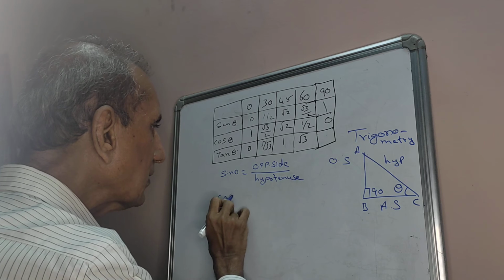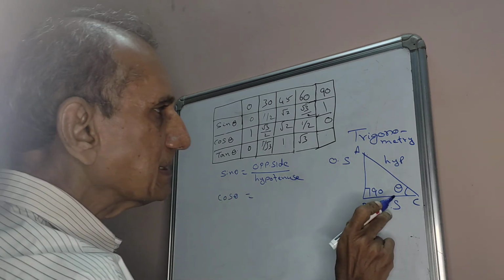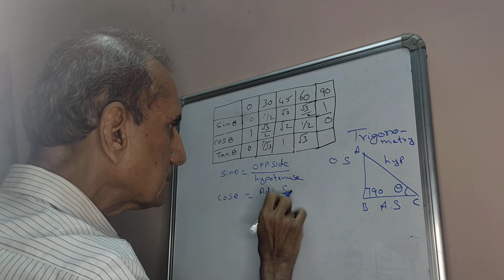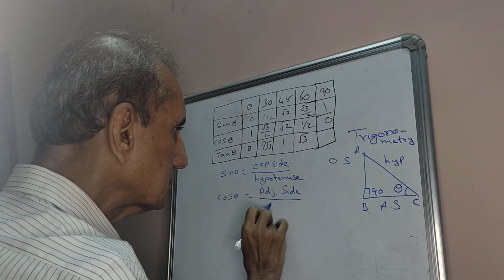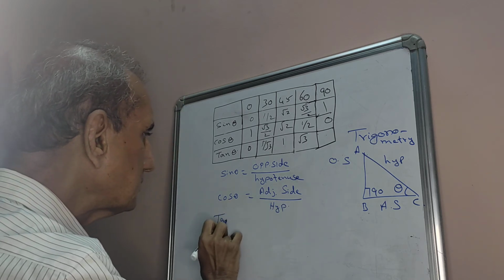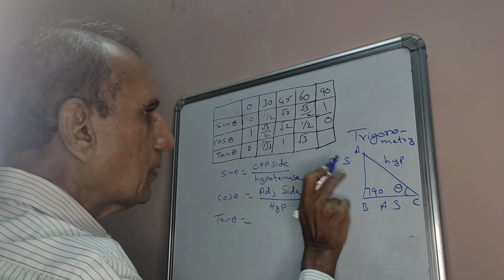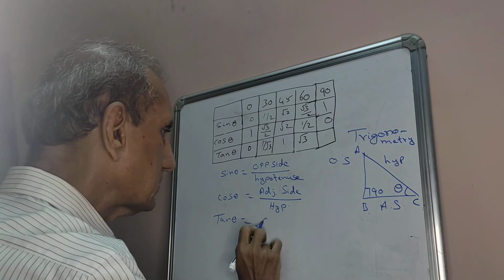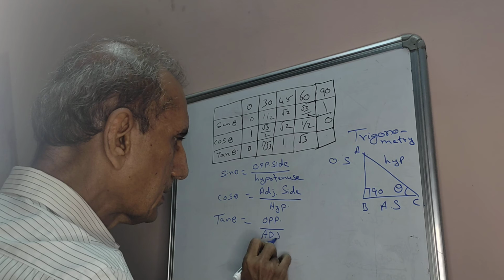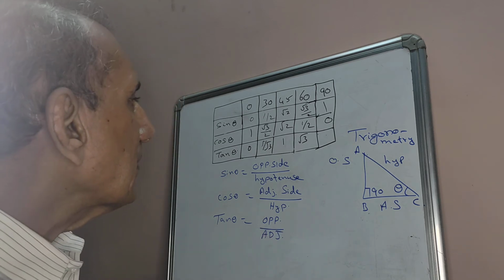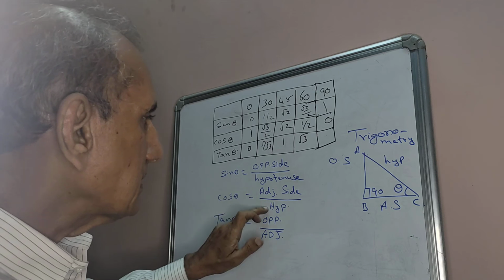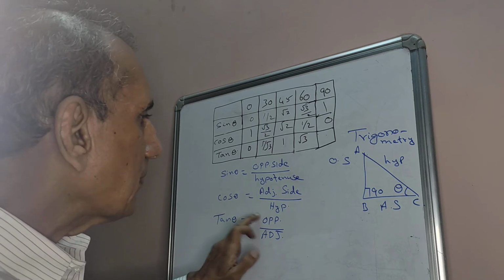So how did we define cos theta? Cos theta we said adjacent side by hypotenuse. Okay, tan theta, opposite side by adjacent side. The shortcut of remembering this is sin theta is opposite by hypotenuse, cos theta is adjacent side by hypotenuse, tan theta is opposite by adjacent.